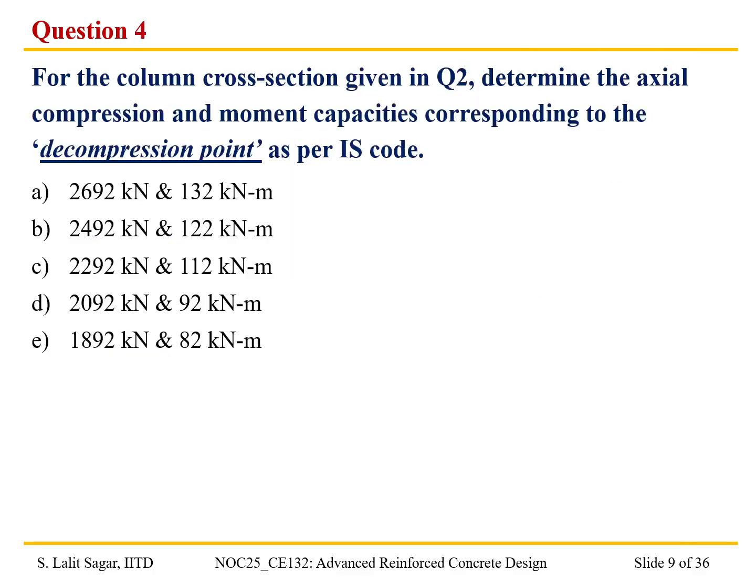For the cross section given in question 2, determine the actual compression and moment capacities corresponding to the decompression point as per IS code. So the decompression point is point B, as I already mentioned. That is the last point when all the fibers of the column are in compression, and none of it is under tensile stresses.